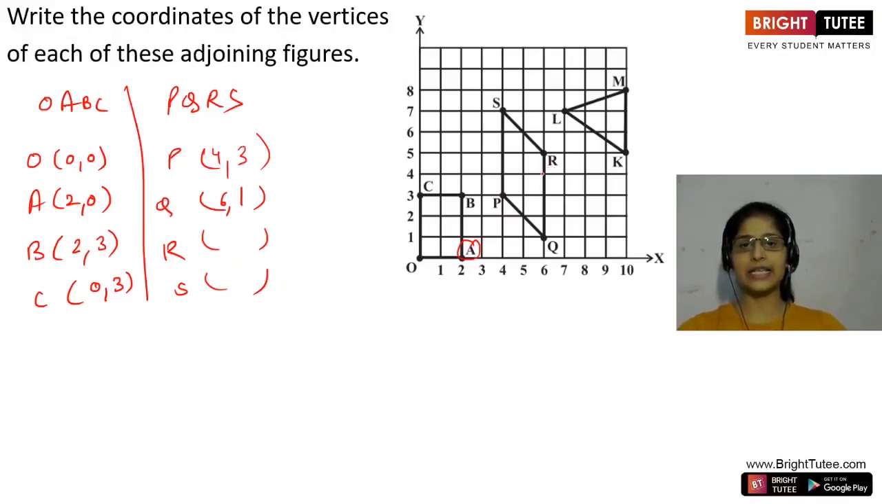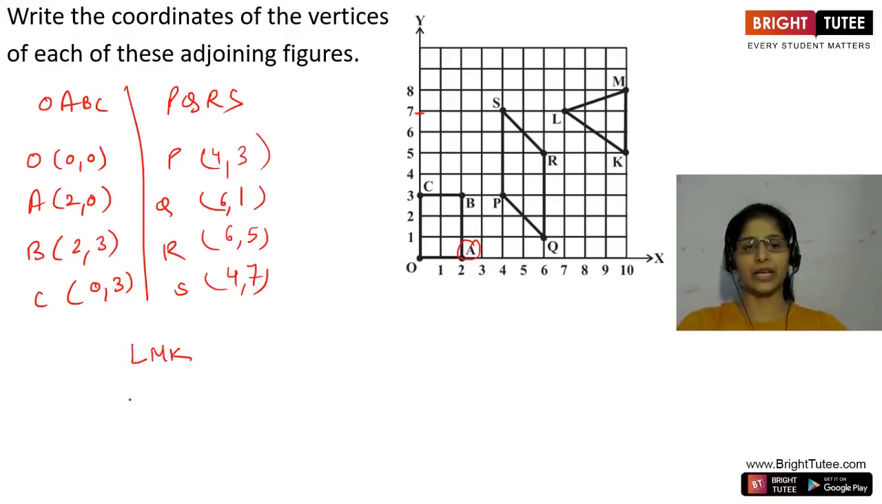It is 6 units towards right. And how many units up? We see 5 units up. So R is (6, 5). Now the point S, we see it is 4 units towards right and 7 units up. So S is (4, 7). The last figure that we see is L, M, K.